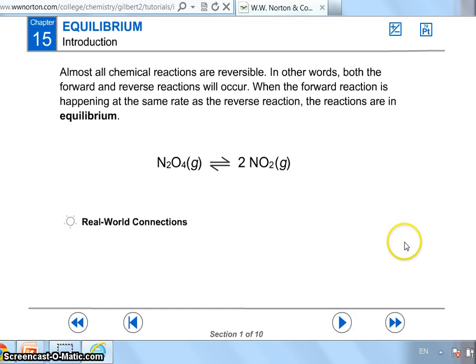In other words, both the forward and reverse reactions will occur. When the forward reaction is happening at the same rate as the reverse reaction, the reactions are in equilibrium.